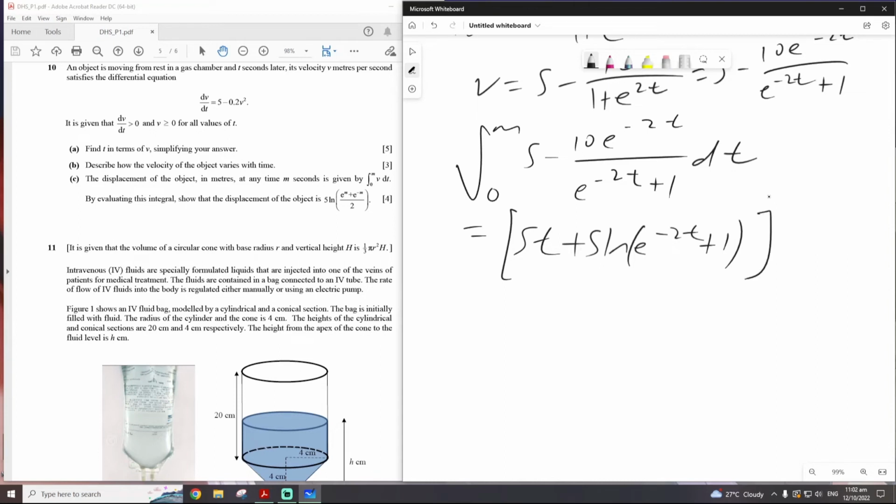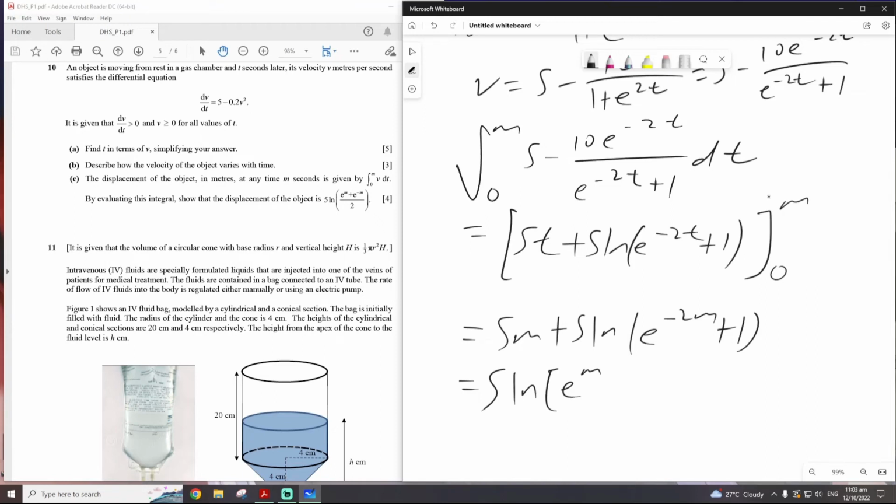So we're going to go from 0 to m. So this is 5m plus 5 ln(e power negative 2m plus 1), and then this is 0 when you have 0 inside, because ln 1 is 0. And how do I combine this into a single term? Well, I can actually write m as ln e to the power of m, right? Okay, so this is actually e power negative 2m plus 1.